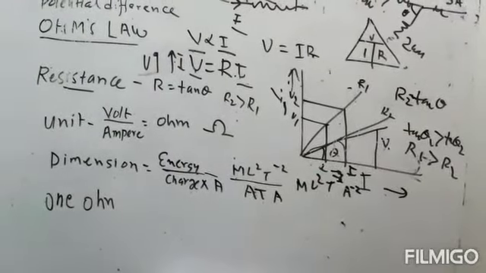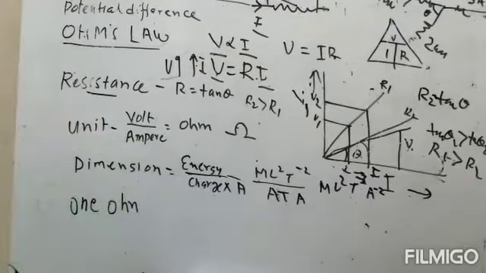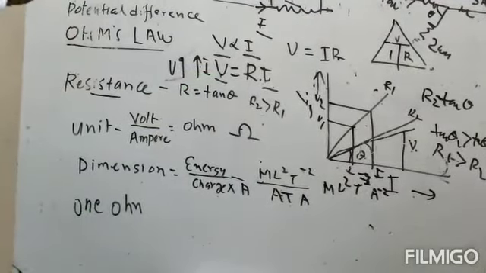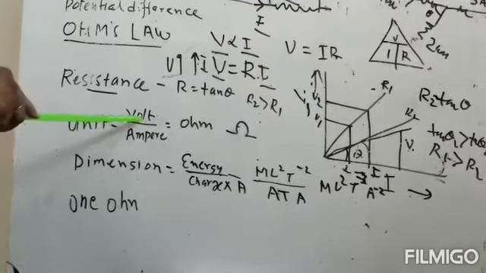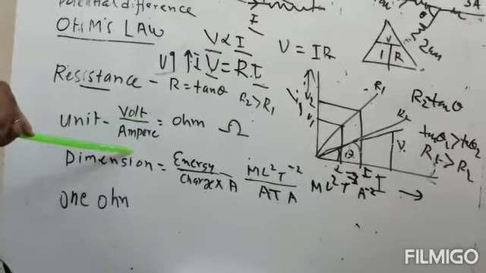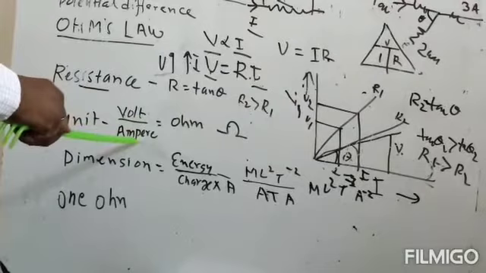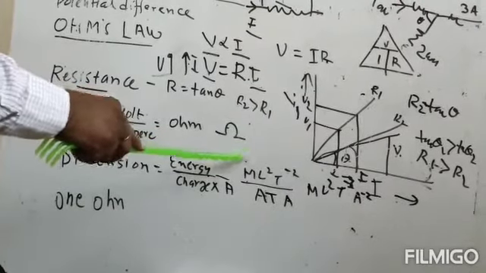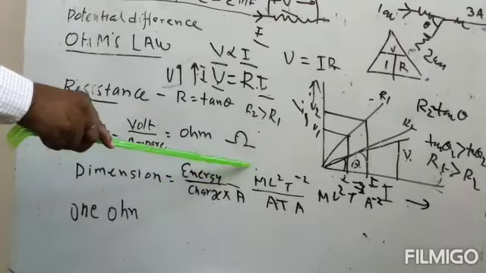Now, what will be the unit of resistance? R is equal to V by I. So the unit will be volt divided by ampere, voltage by ampere, and it is known as the ohm, and the symbol of ohm is capital omega. It is the Greek letter.